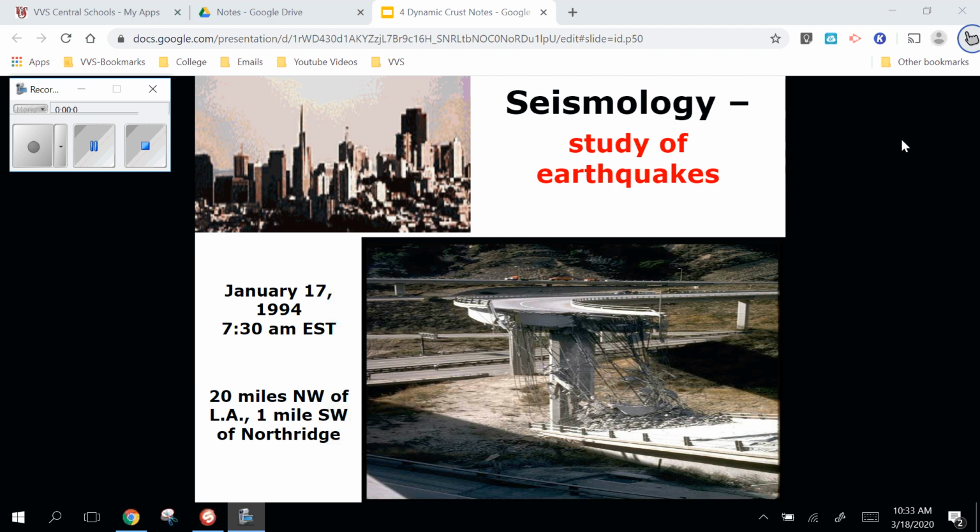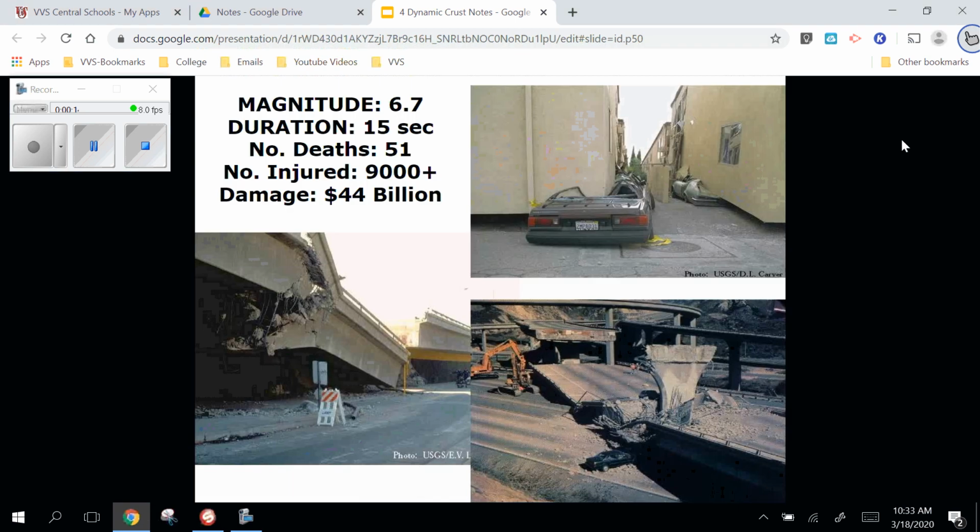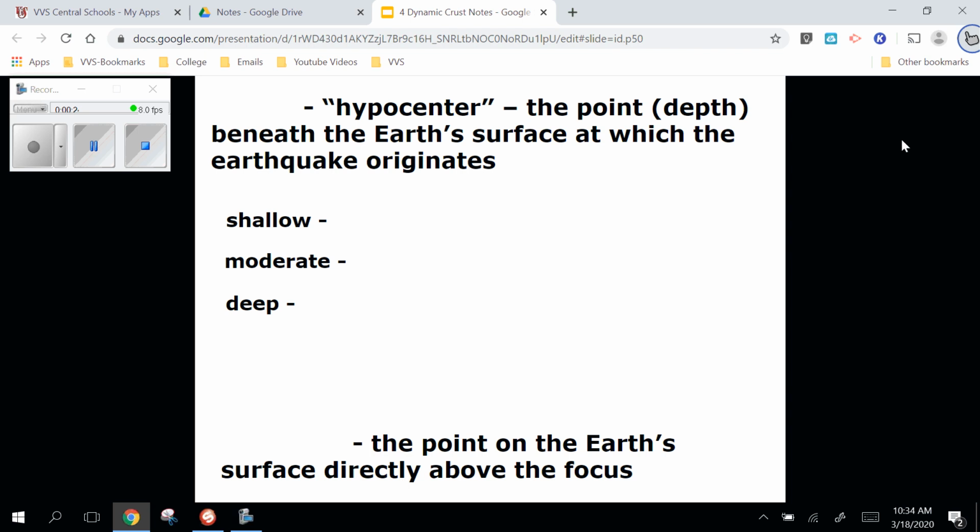Okay, so our last part of plate tectonics is seismology, the study of earthquakes. And we'll start here with a couple little, not videos, some pictures of the Northridge quake in Southern California. It occurred in 1994, had a magnitude of 6.7, shook for 15 seconds, killed over 50 people, over 9,000 injured, and $44 billion in damage.